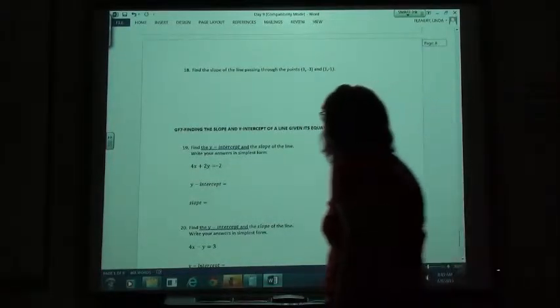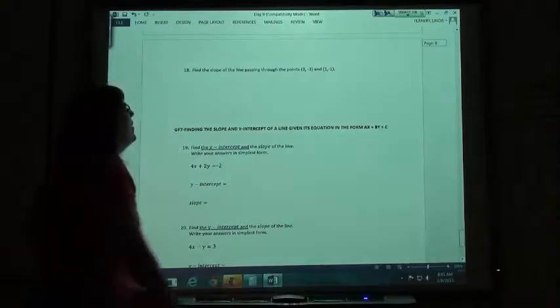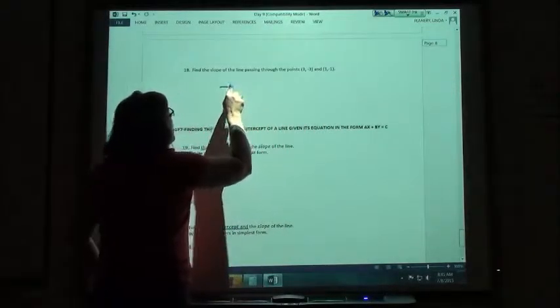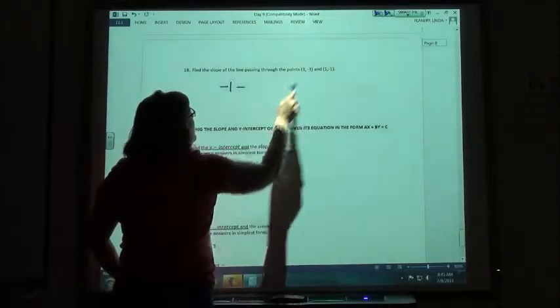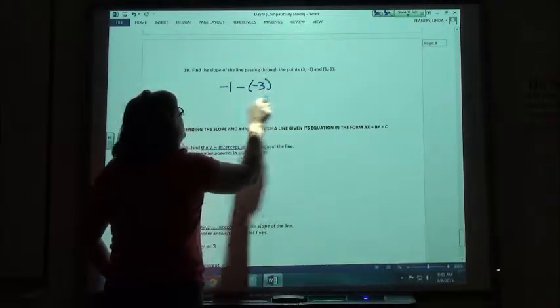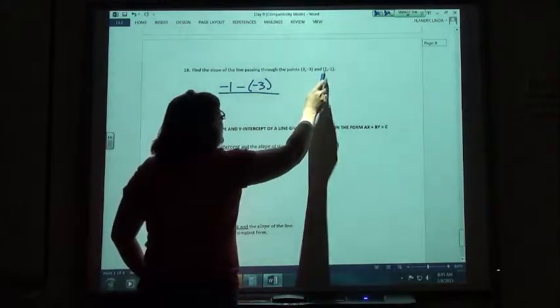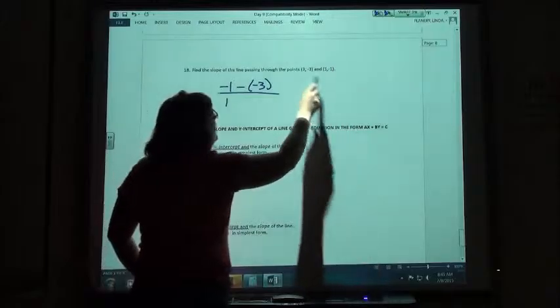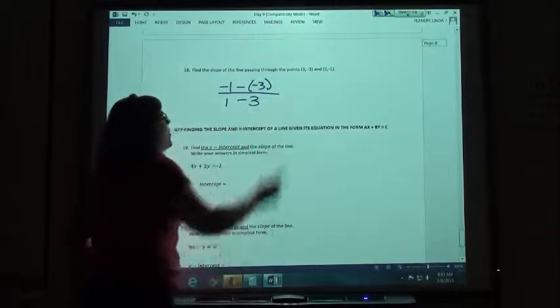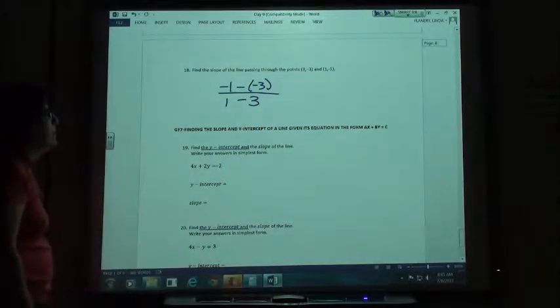And number 18, finding the slope again. The y value from point 2 is negative 1. I'm going to subtract the y value from point 1, which is negative 3. The x value from point 2 is 1, subtracting the x value from point 1, so minus the 3.